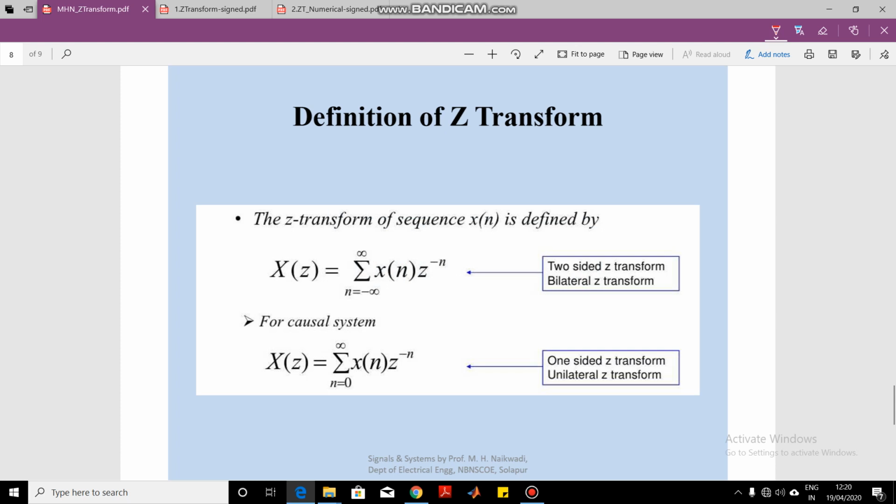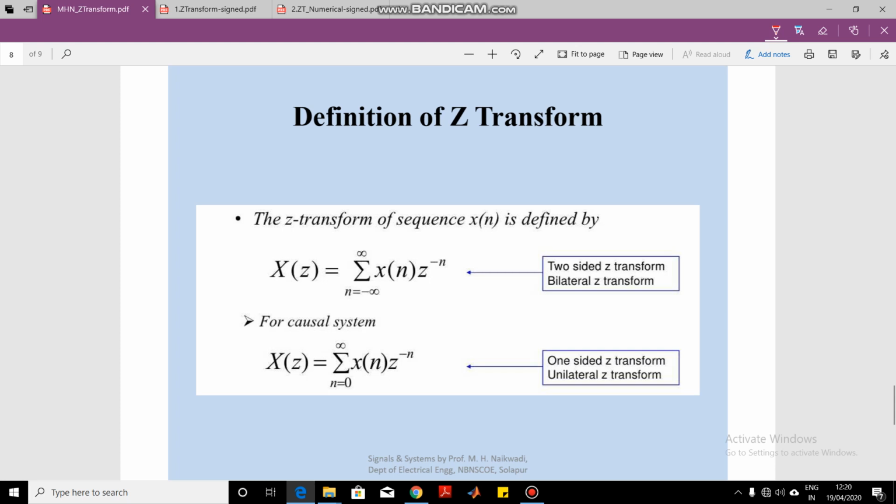And remember, the signals for whom we cannot find the Fourier transform, that is, the signals which do not satisfy the Dirichlet conditions, for such signals we can find out the Z transform, and this is achieved by a concept which we call a region of convergence. So let us try to understand the definition of Z transform.